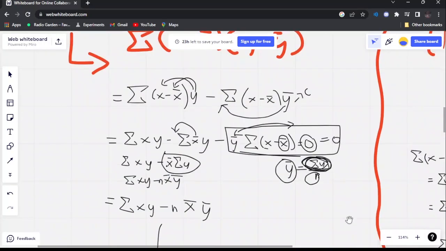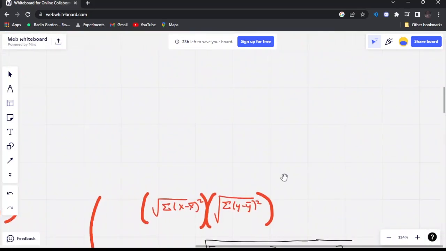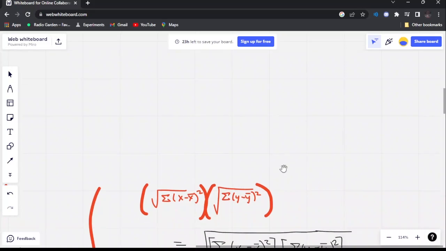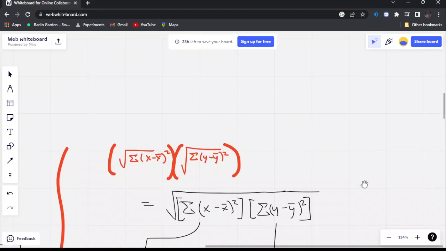So that's it for the numerator. The next part would be the denominator, which is the quantity square root of summation x minus x bar squared times the quantity square root of summation y minus y bar squared. Now, we first need to combine these two terms. So we would have the square root of summation x minus x bar squared times the summation of y minus y bar squared.